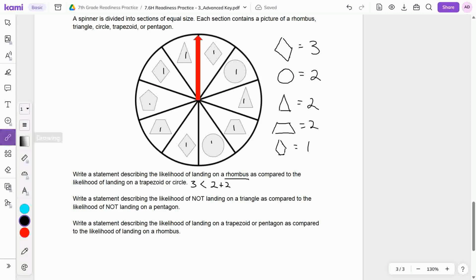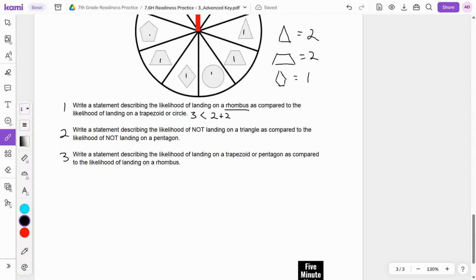And so just for a little bit of room, I'm going to end up putting these down below. And so I'll write this down here. I'll say you are less likely, because 3 is less than 2 and 2, to land on a rhombus. And then we need to name the other two. Then what are we looking at? Trapezoid or circle?